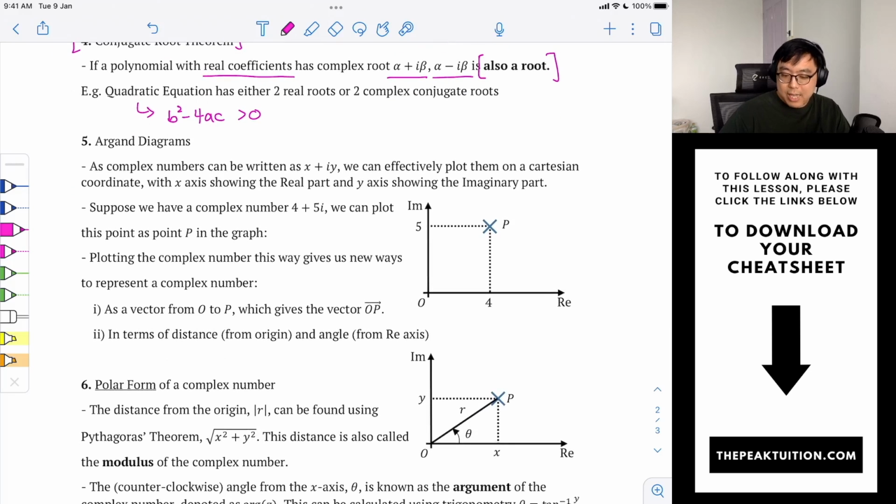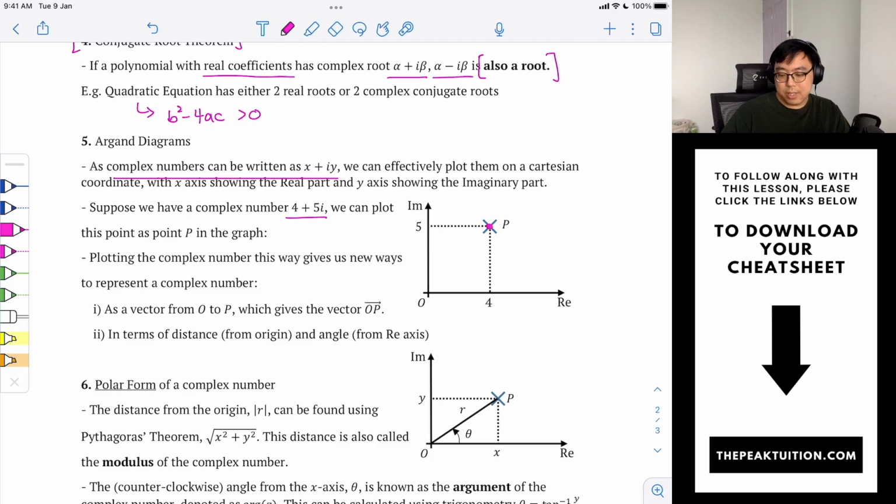Moving on, we have Argand diagrams. Because complex numbers can be written as x plus iy, we can plot them on a Cartesian coordinate system with the x-axis showing the real part and the y-axis showing the imaginary part. So in this example, we have the complex number 4 plus 5i, and we can plot this point as P on this Argand diagram. Okay?